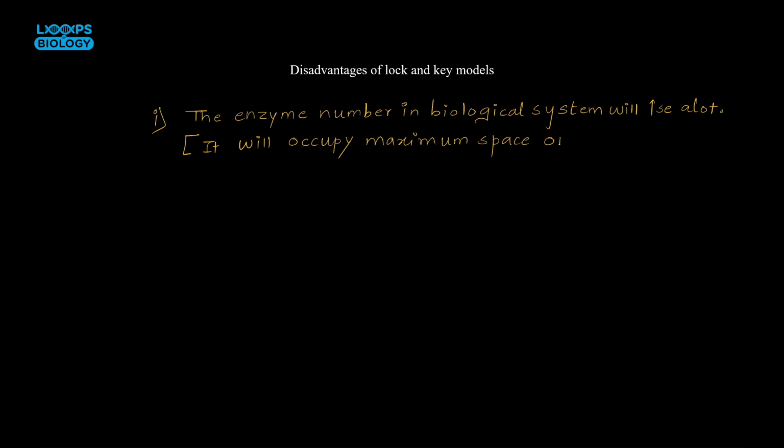Of ground substance. But that is not the case. So in this particular case, the enzyme number will increase and they will start occupying the maximum space of the ground substance. Second case, if I try to make a specific shape enzyme, then for each substrate there will be different enzymes.